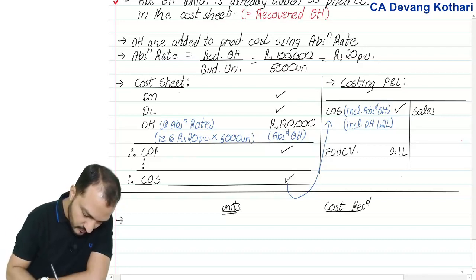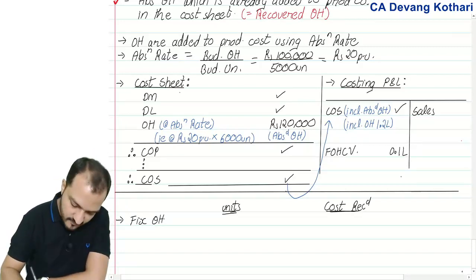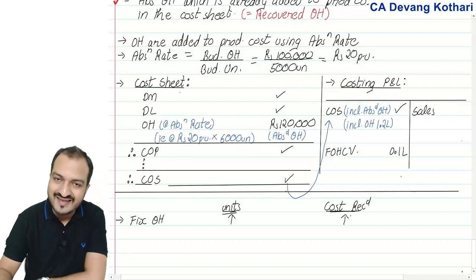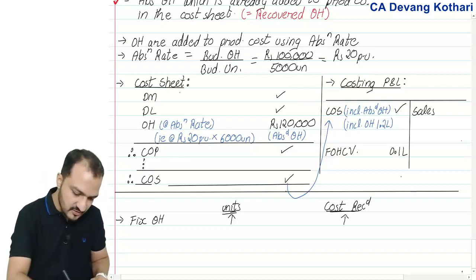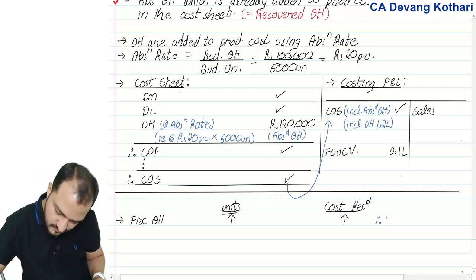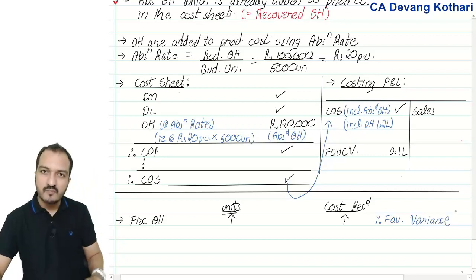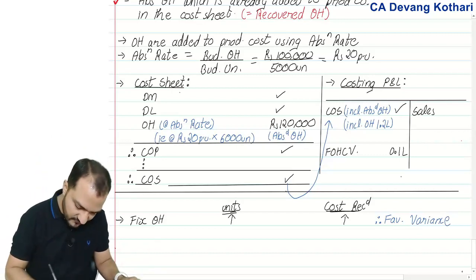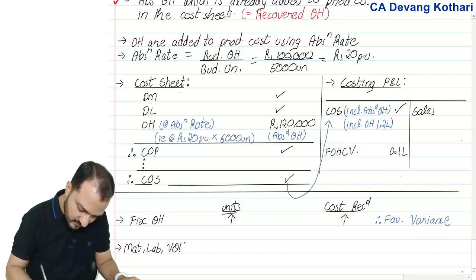So when we talk about fixed overheads, with the increase in units, why are my arrows going like that? With the increase in units, your cost recovered will increase, and that extra recovery is called a favorable variance. But my question was, doesn't this happen in the case of material, labor, and variable overheads also?